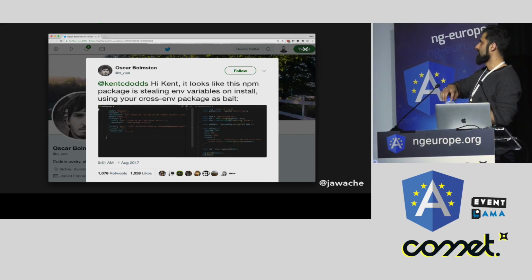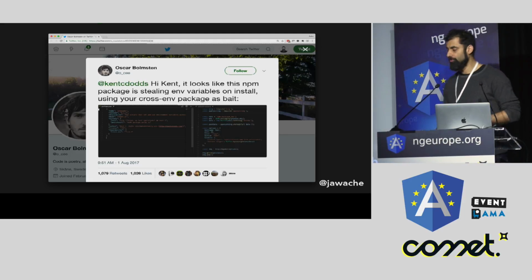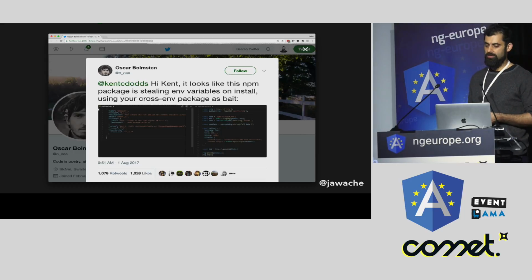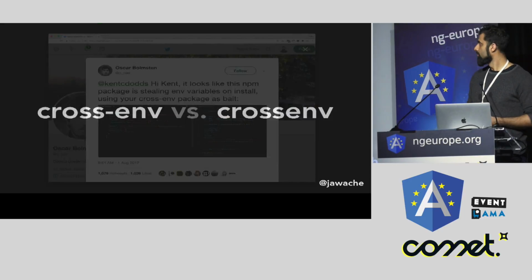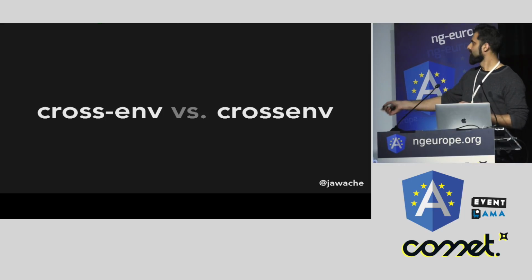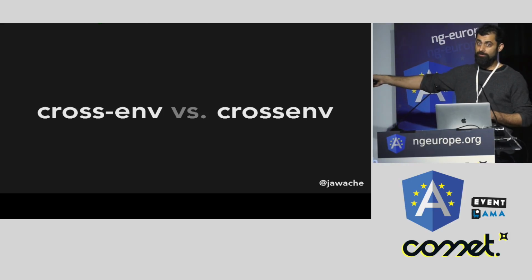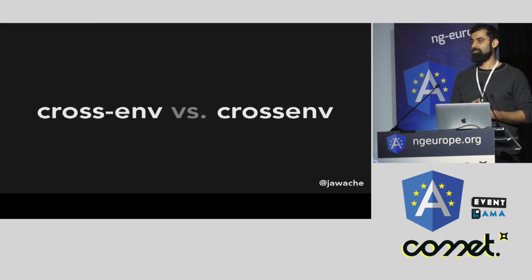So Kent Dodds has a package called cross-env, which is downloaded, I think, a million times a day. It's a very, very popular package. And somebody thought it was basically stealing environment variables. But what had happened, actually, is somebody had published another package in NPM. So cross-env is the real one. Crossenv without the hyphen was the fake one. And the only difference between the two was the fake one had that special bit of code, which is publishing your environment variables over to the hacker's account.